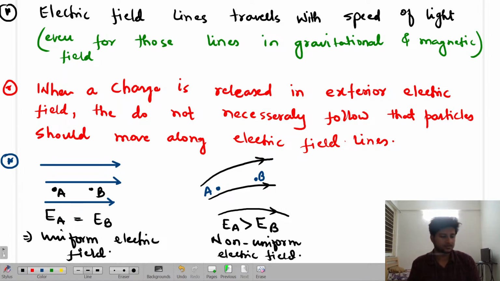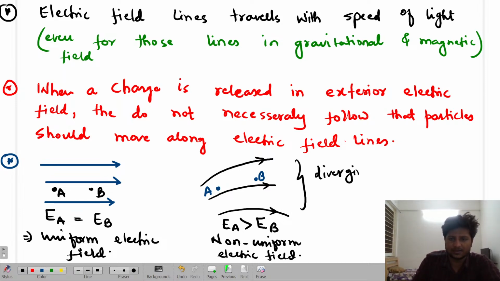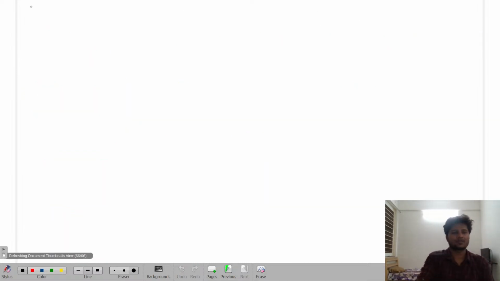Is that clear or not? Are you able to get me? But then these were basically, we can see that they are kind of diverging or converging, isn't it? But I'll tell you one thing. Many people ask you that, I'll ask one question to you.